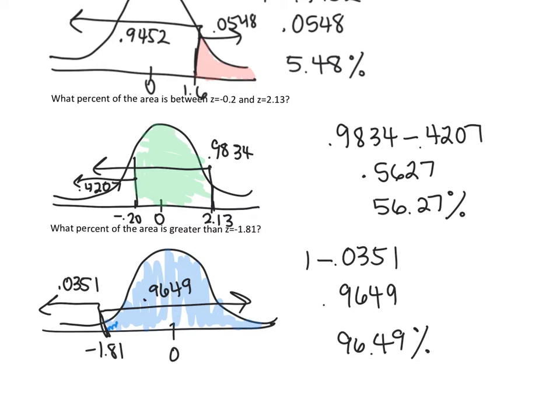So this is just interpreting z-scores from the table without a certain situation. It makes a lot more sense when you're actually looking at a situation to talk about what these percentages mean in relation to something specific.